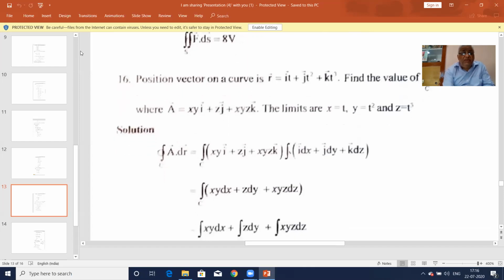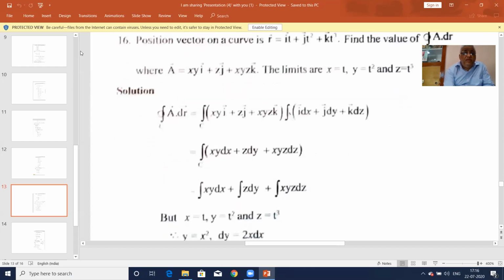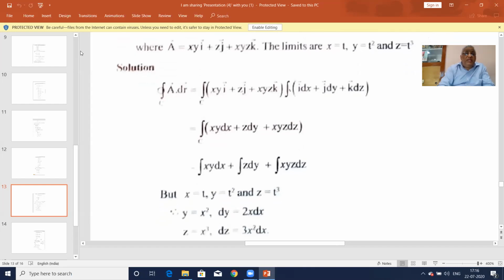So if we differentiate this value and substitute, we get xy dx plus z dy plus xyz dz. So put the limits. How do we solve this integral in a particular way? Xy dx has two variables with dx, z dy, and xyz dz has three variables. Given that x is equal to t, y is equal to t square, so y is equal to x square.